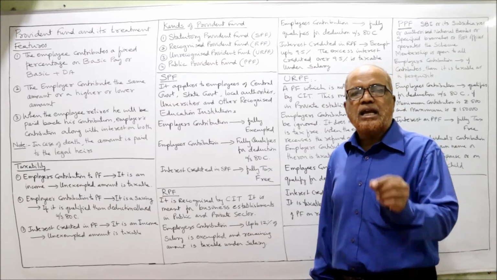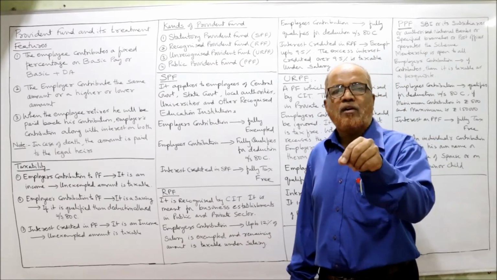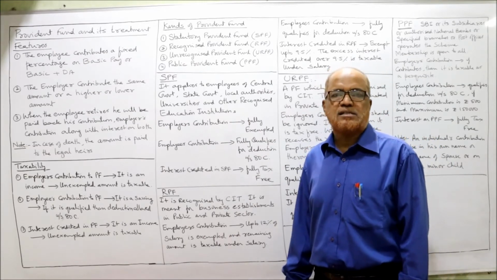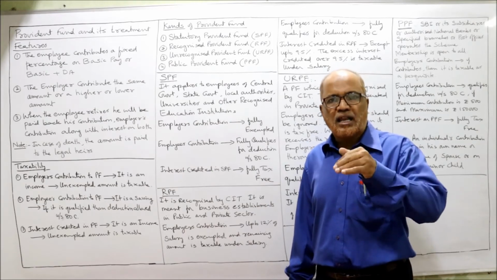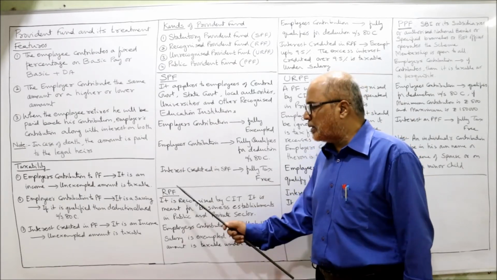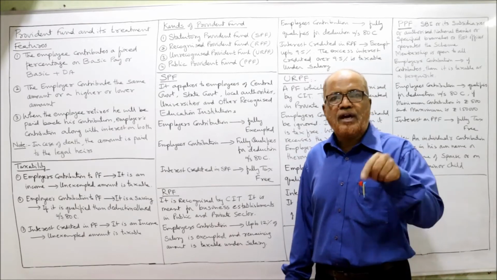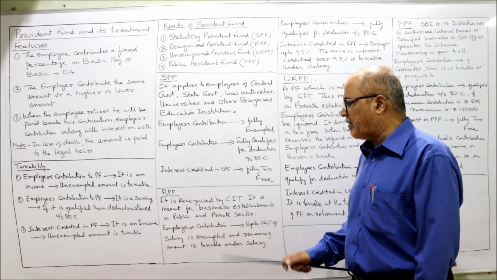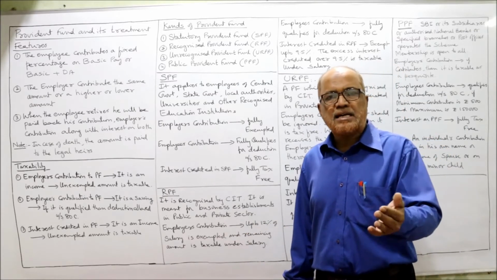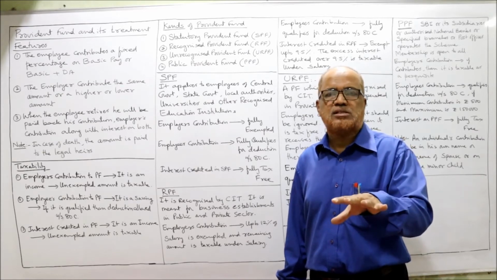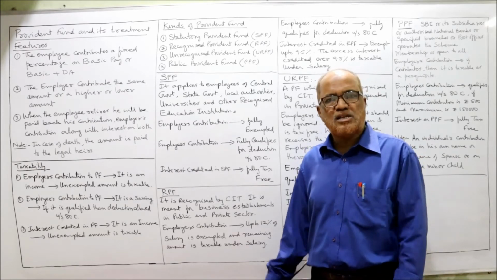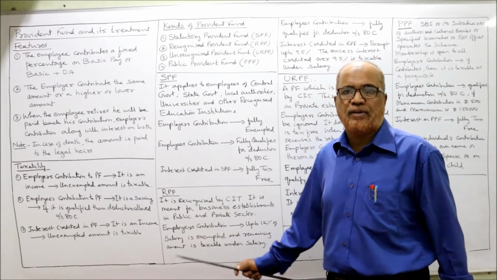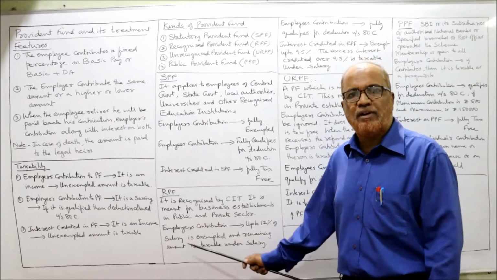Now RPF, Recognized Provident Fund. A provident fund which is recognized by the CIT, Commissioner of Income Tax. If a provident fund is recognized by the Commissioner of Income Tax, it will be called RPF. RPF is applied in business establishments, in public sector and private sector organizations. This is the most commonly adopted provident fund.